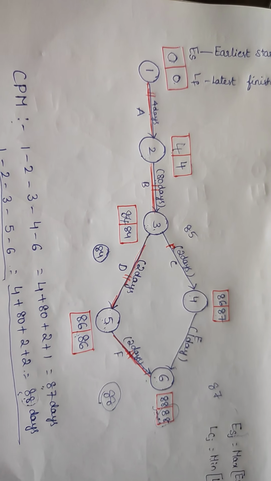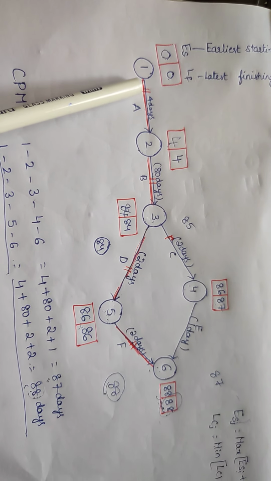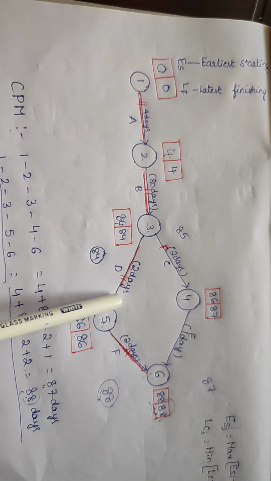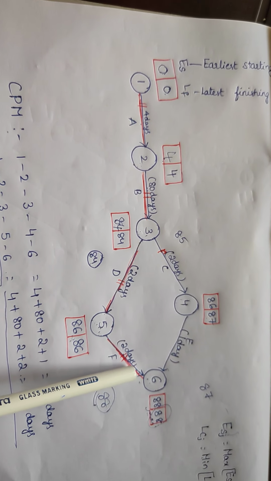So here I have mentioned the critical path method for this network diagram. Hope you can understand this problem.